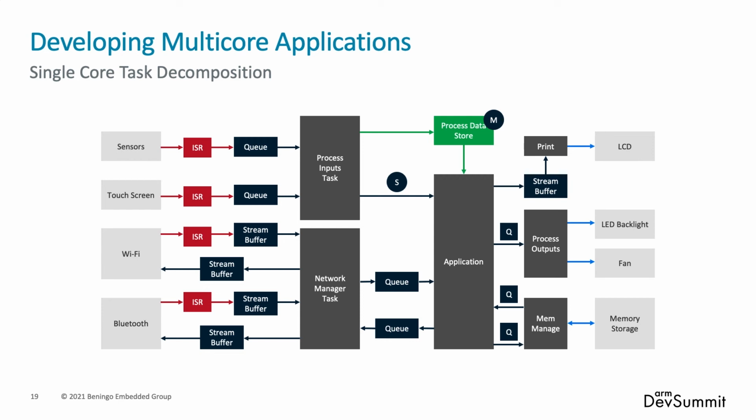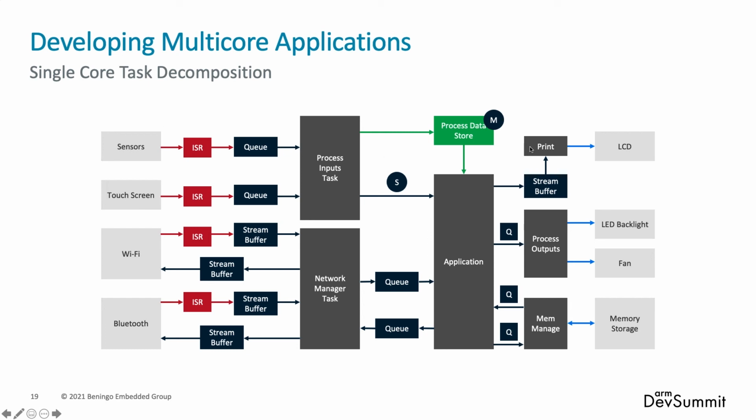This is a simple IoT device. It's got 6 tasks. A core application task. It's got a process inputs task, a network manager task, and then I've got a printing task, a process outputs task, and a memory manager. So you could consider this thing to be, I guess it's not fully a sensor node, but it's something that's got a little LCD and can control some things. But in any event, for our purposes, you can see here a very simple flow of data.